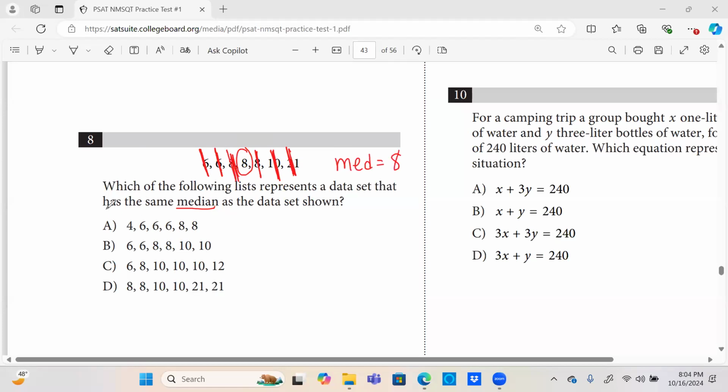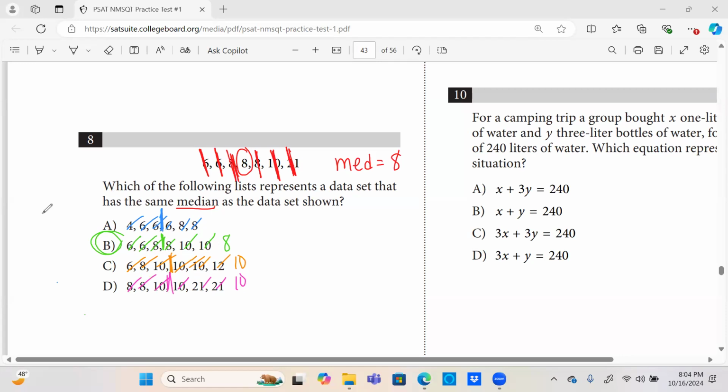Now looking at our choices, which one of those also has a median of 8? Low, high, low, high, low, high. So that would be 6. So A is out. Low, high, low, high, low, high. Yep, that one has a median of 8. So I think that's the answer. Let's make sure the rest are wrong. Low, high, low, high, low, high. So that would be 10. Low, high, low, high, low, high. That would be 10. So only B has a median of 8.